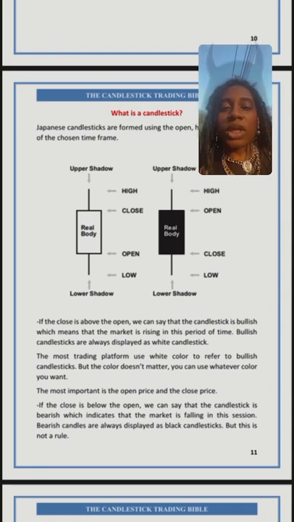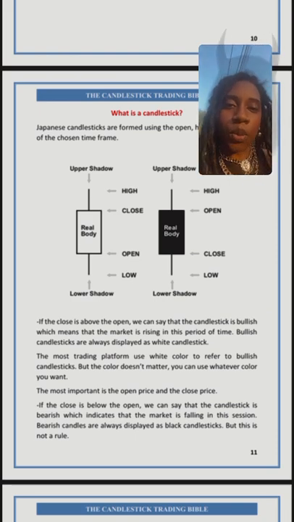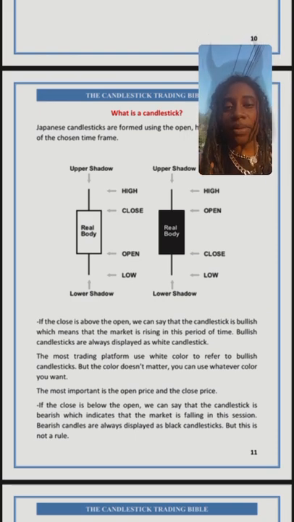And so likewise on the other side, if the market is going down, then the candle is going to open at the top and it's going to close at the bottom, right?